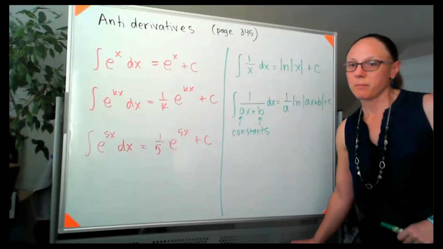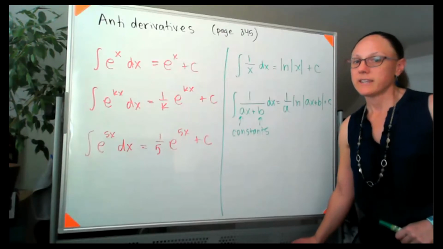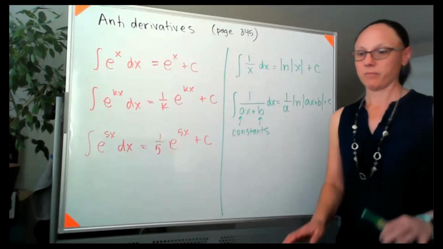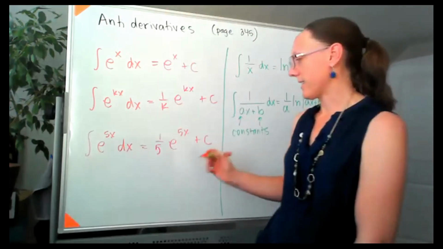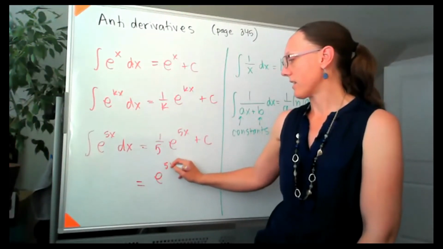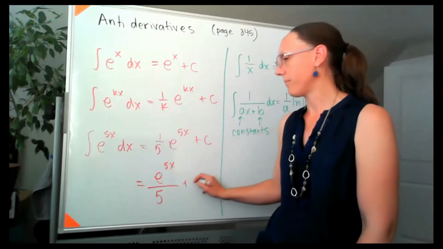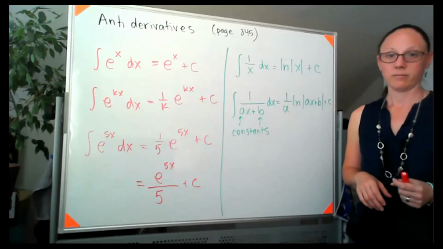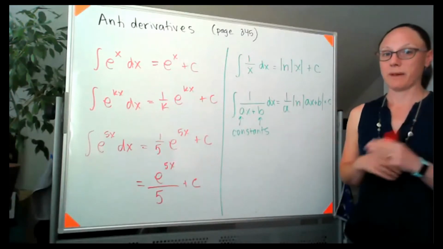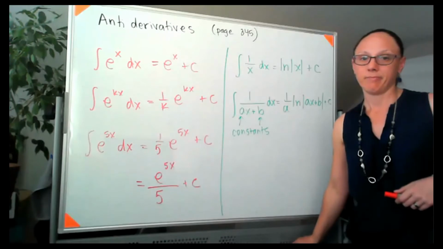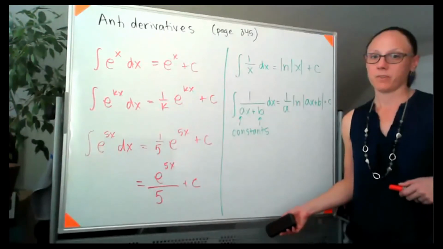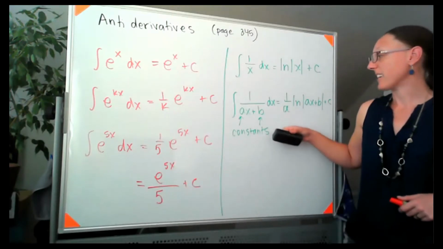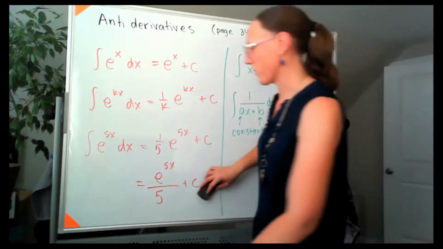And there's a question about, does it matter if you write it as a 1/5 or as divided by 5? Not at all. This is absolutely equivalent to saying e to the 5x divided by 5. However, it works better in your head. Okay. And an example for the natural log one, absolutely.